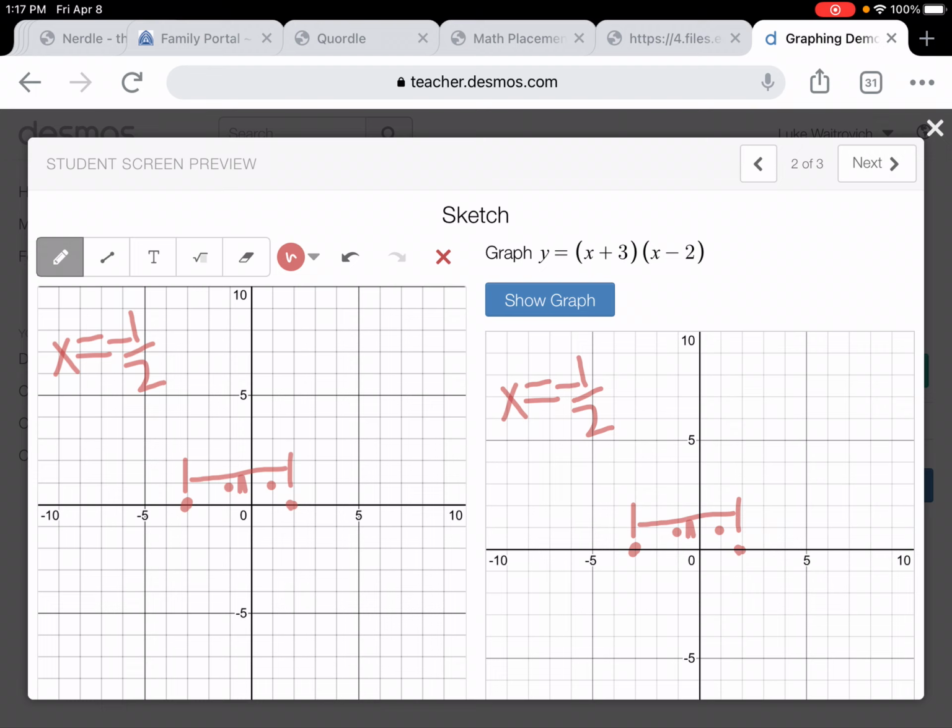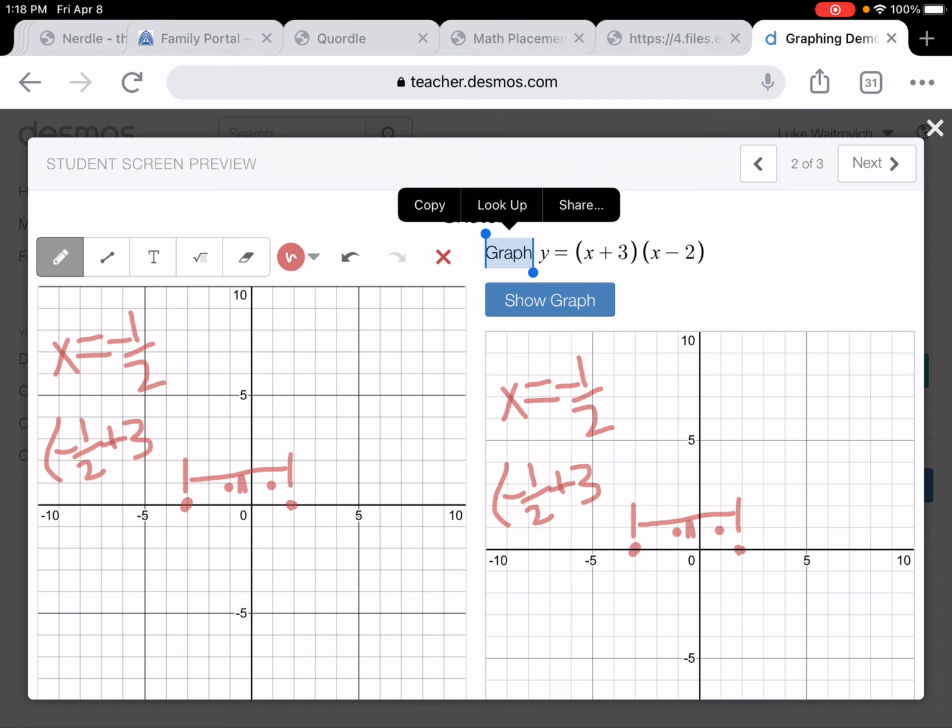And so I'm going to have, see if this will work out for me, negative 1/2 plus 3 times negative 1/2 minus 2. There it is. All right, we're getting there.